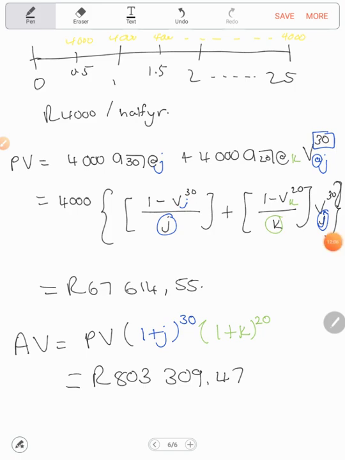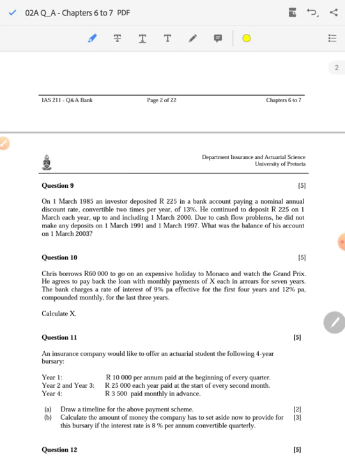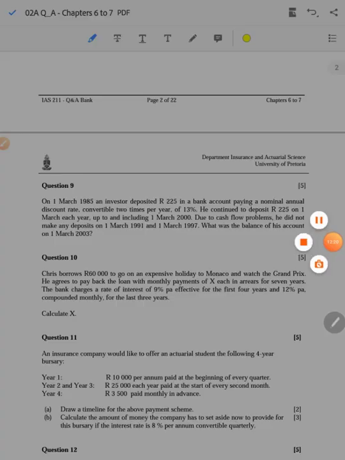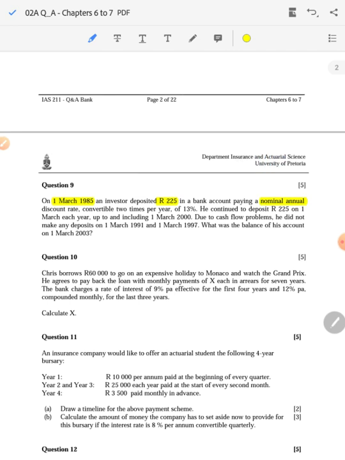All right. The next question that we're going to work with is question 9. In this question, the person starts paying on the 1st of March 1985. They deposit 225 Rand into a bank account. There is a nominal annual discount rate. Please take note that this is a discount rate. It's convertible 2 times per year, and it's 13%. So that is effectively your d2.